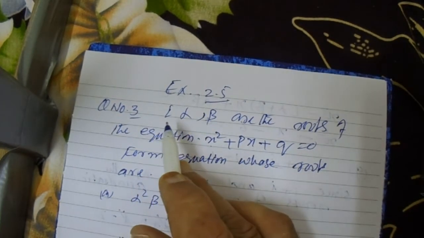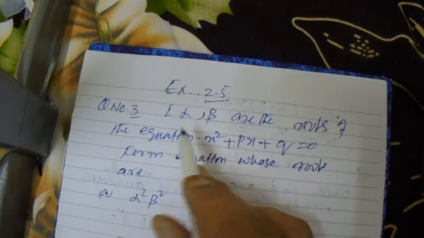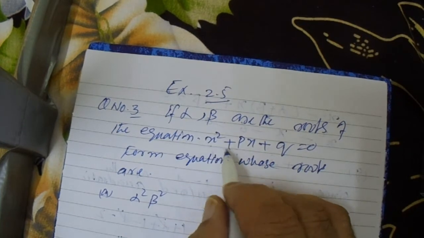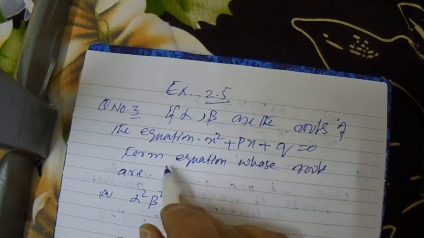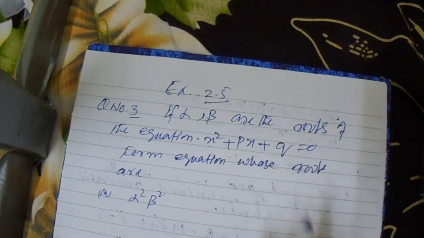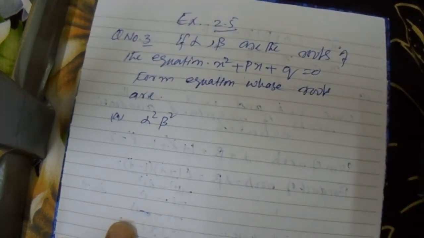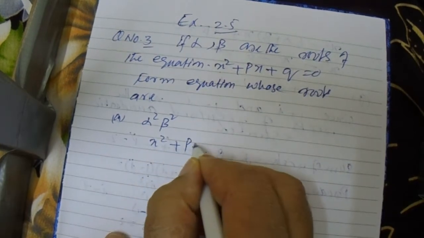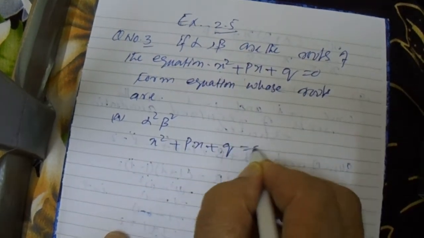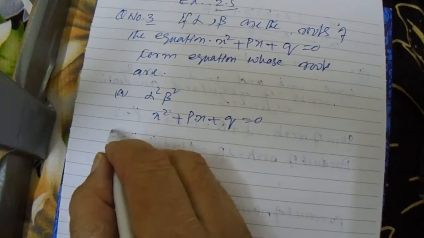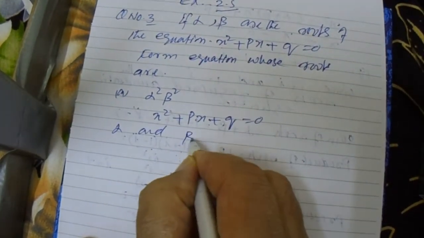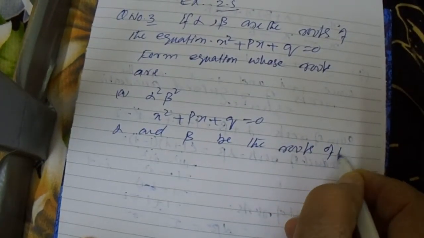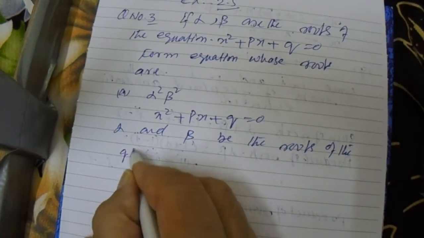Now it is the question number 3 of exercise 2.5. If alpha beta are the roots of the equation x square plus px plus q is equal to 0, form the equation whose roots are given. Now first we will write the given equation again: x square plus px plus q is equal to 0. First we assume alpha and beta be the roots of the given equation.